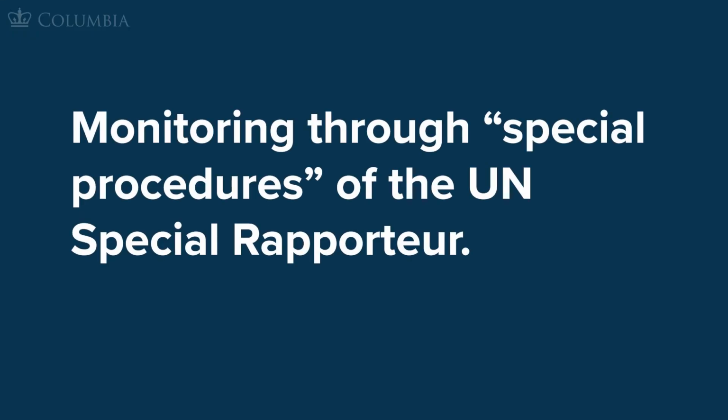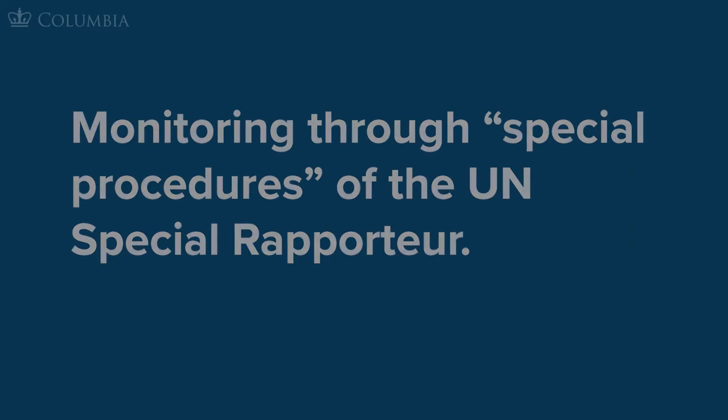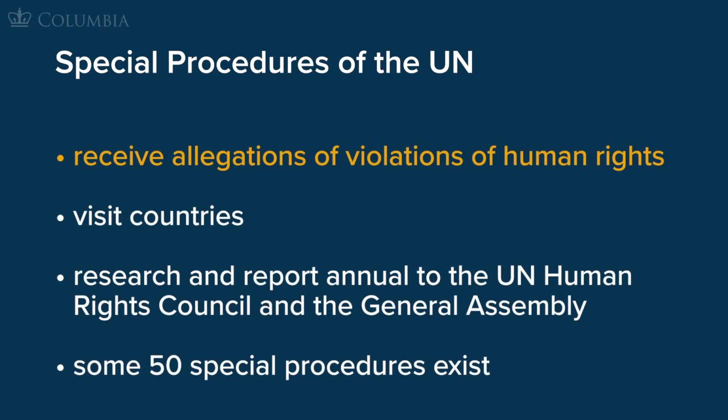The second way of monitoring the implementation of human rights norms is by the UN Special Rapporteurs, generically called special procedures, of the UN Human Rights Council. Individuals, or more rarely working groups, hold each of these special procedures mandates. They are able to receive allegations of violations of human rights, visit countries, research central broad topics, and report annually to the UN Human Rights Council and the General Assembly. About 50 such special procedures exist.